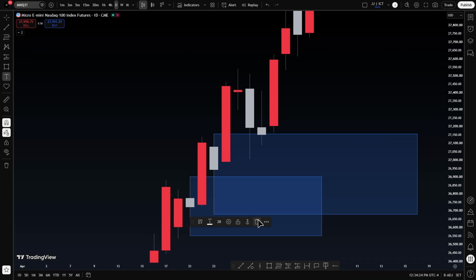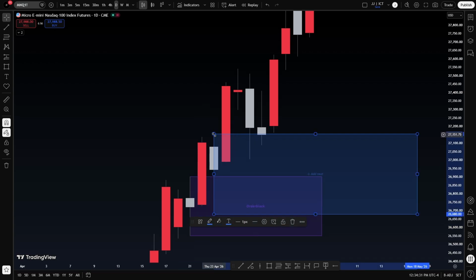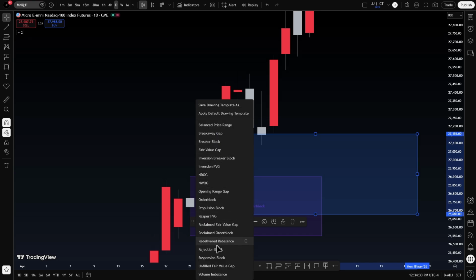Super simple, right? So this propulsion block right here, in which I'm not labeling them, that's my bad. But we're going to label this as order block and label this one as propulsion block. Where is it at? Oh, there it is.